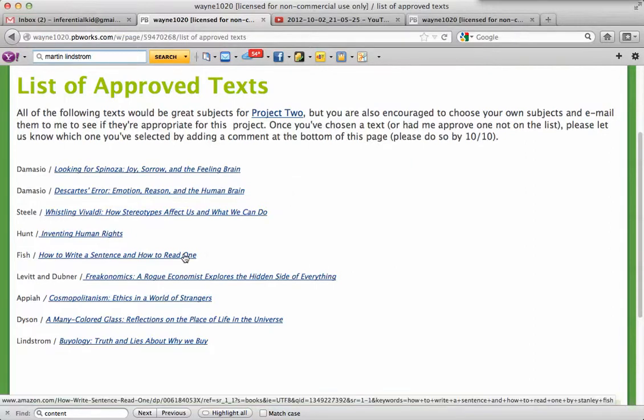Similarly, this book by Stanley Fish, who's an English professor, is about how to write a sentence, but usually he writes for a different kind of more restricted academic audience. You might have heard of the book Freakonomics. It's probably the most famous of this list of not very famous books, but it's written by an economist who publishes economic scholarship for other economists, but also wrote this book for a popular audience. Just to give you one more example, Freeman Dyson is a famous physicist. This book, A Many-Colored Glass, is written for a popular audience where he discusses some important points about contemporary knowledge of physics.